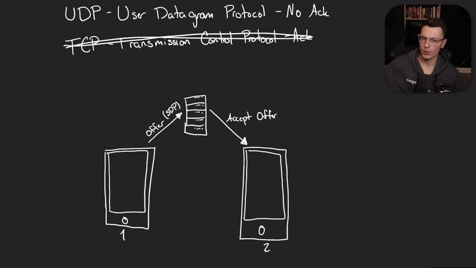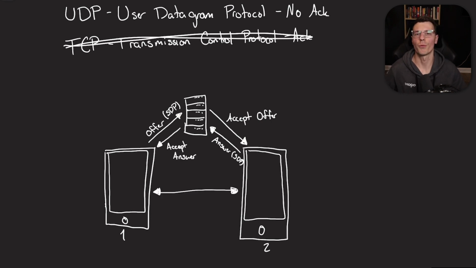So phone number 2 checks, sees that all that stuff works for him. They accept the offer, and they respond back with an answer, which is also an SDP. And phone number 1 accepts that answer, and you have an active WebRTC session.